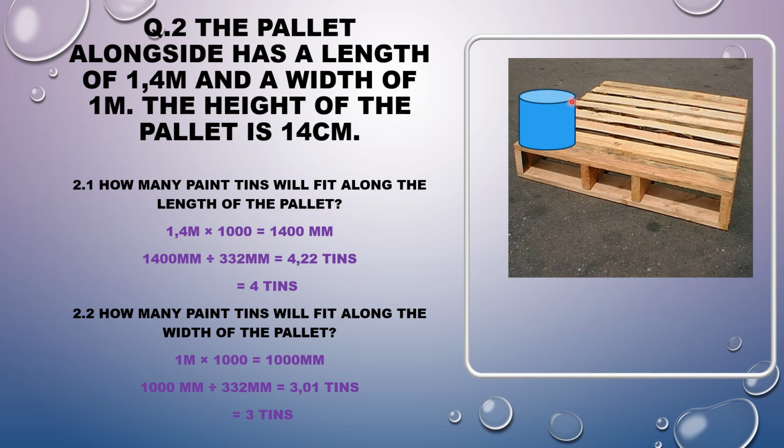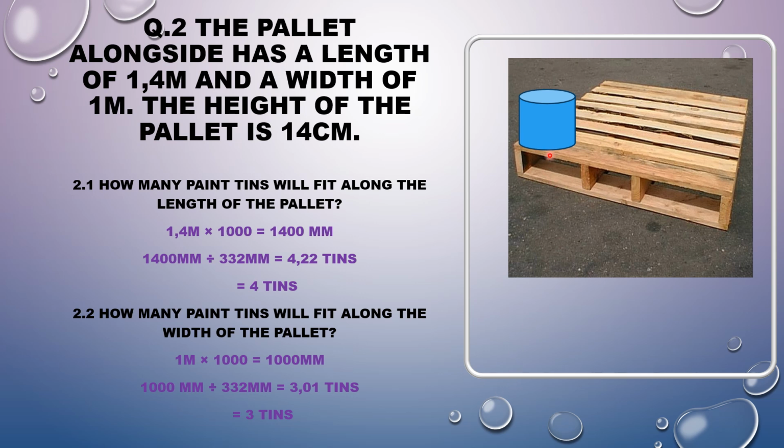My diameter of the paint tin, remember, diameter in any direction is still 332 millimeters. So I have 332 there, another 332. So I'm going to say 1,000, which is the width of the pallet, divided by diameter of one tin, and I've got 3,01 tins. Again, I'm going to round off according to the given context. So I'm going to actually round down to 3 tins.